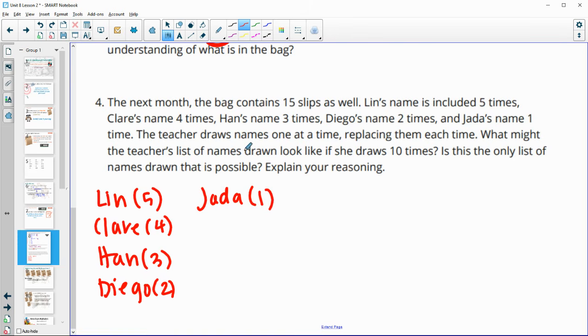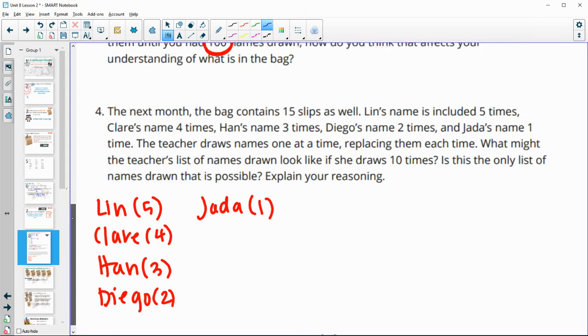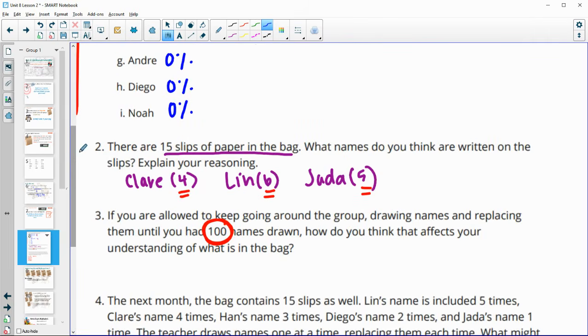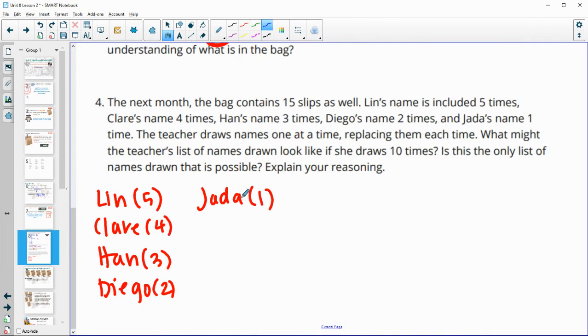What might the teacher's list of names drawn look like if she draws 10 times? Is this the only list possible? So make up your own list. I mean, it's random, so it could contain Jada's name 10 times. Okay, that's a chance because she's in there once. It certainly could not include Noah. Okay, so Noah would not make the list because he's not in the bag.